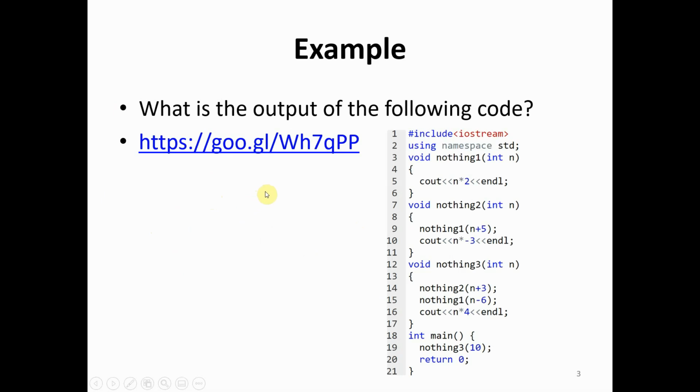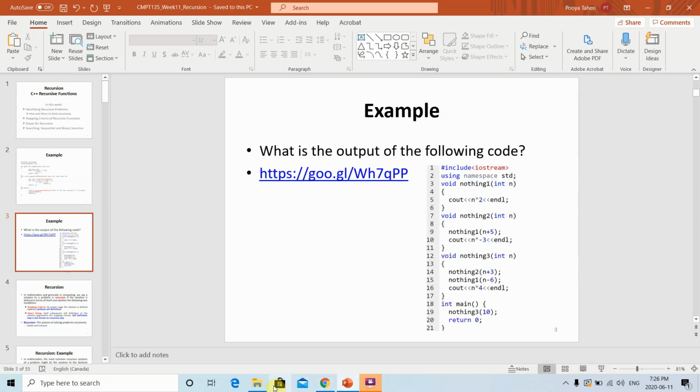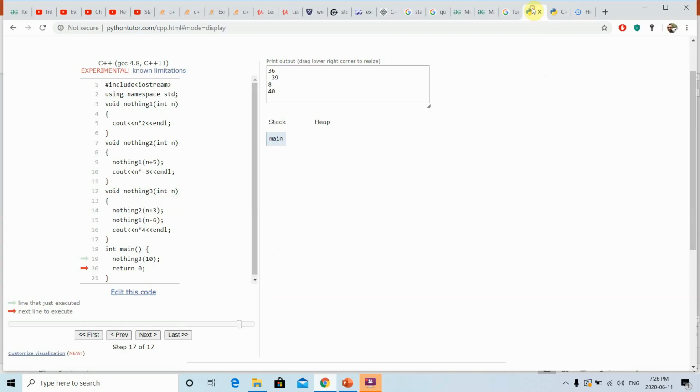So as an example, I want to show you another example, this time with 4 functions including the main and many function calls. So let's visualize this and see how this works. Let's go back to first. Here you see that in the first line of the main function we call the nothing tree function. So the control jumps here. This is the memory space for this function call.